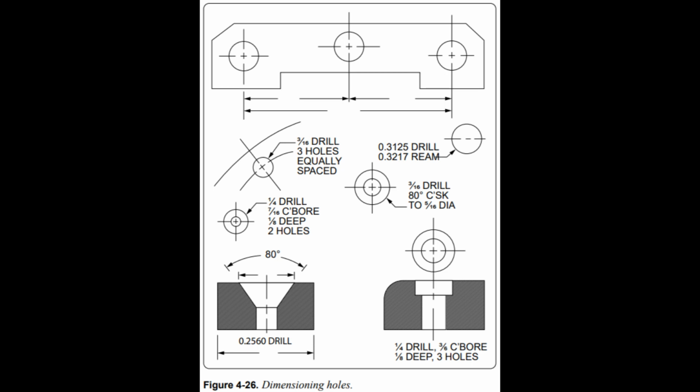For precision work, sizes are given in decimals. Diameters and depths are given for counterbore holes. For countersunk holes, the angle of countersinking and the diameters are given. Figure 4.26. The dimensions given for tolerances signify the amount of clearance allowable between moving parts.